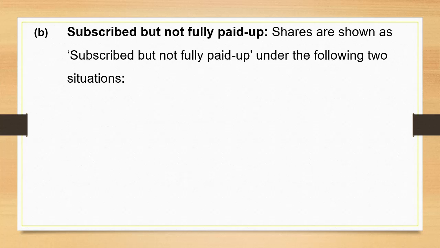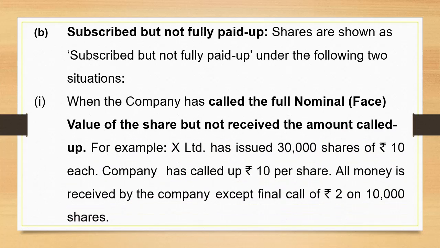Subscribed but not fully paid up. Shares are shown as subscribed but not fully paid up under the following two situations. Let us go through one by one. First, when the company has called the full nominal face value of the share but not received the amount called up. For example, X Limited has issued 30,000 shares of rupees 10 each. Company has called up rupees 10 per share. All money is received by the company except the final call of rupees 2 on 10,000 shares. So these 10,000 shares will be categorized as subscribed but not fully paid up.